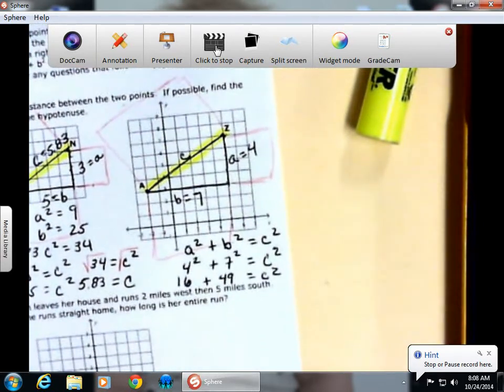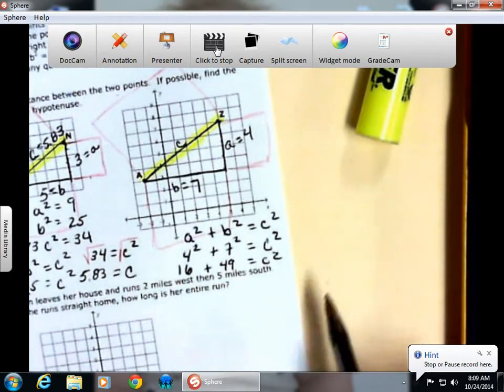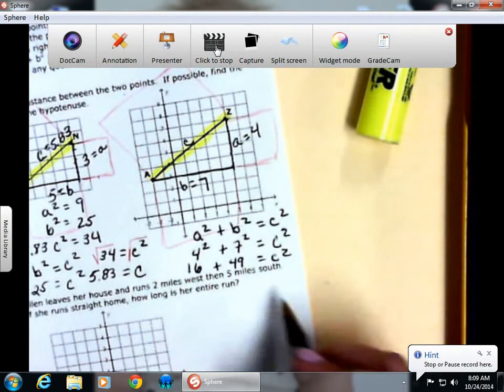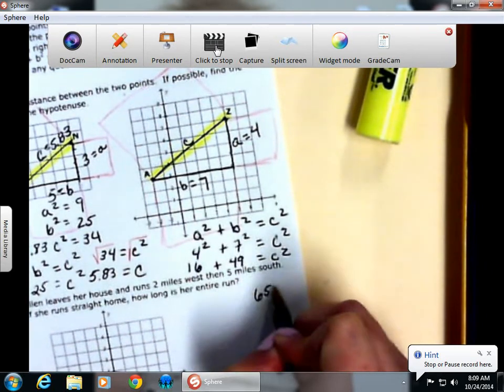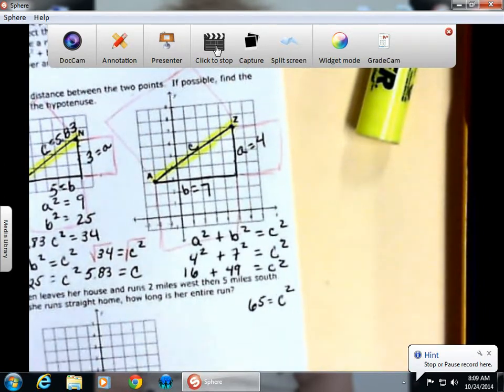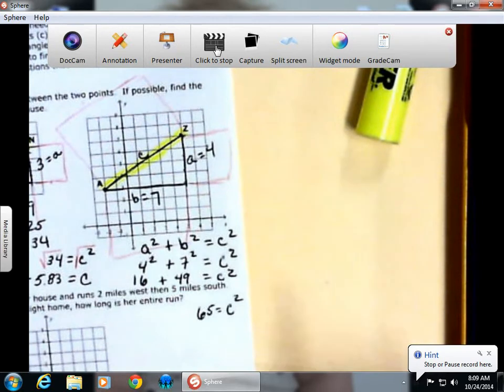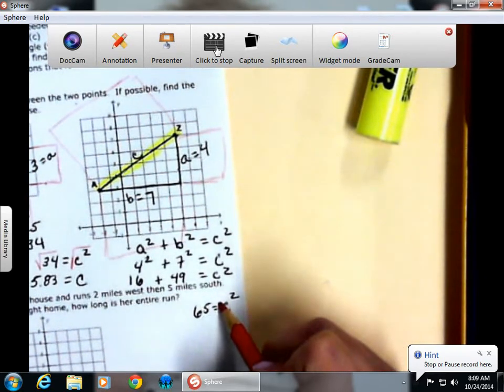I'm going to jump down here a little bit. And 16 plus 49 is 65. So 65 is equal to C squared. Now I want to take the square root of both sides, so I'm going to take the square root of 65 and the square root of C squared.